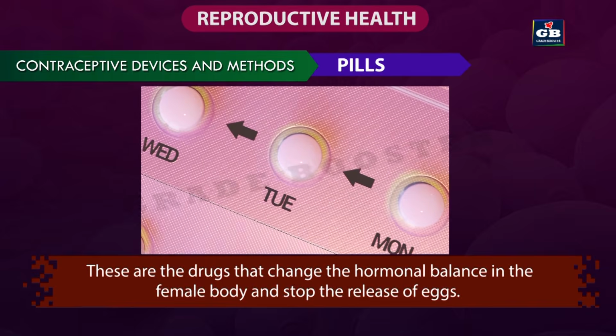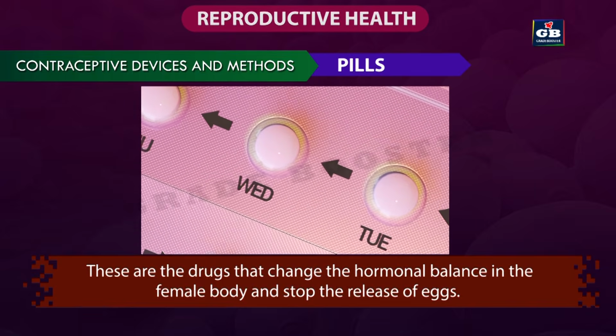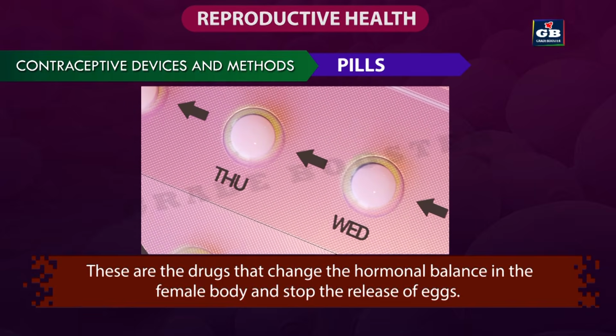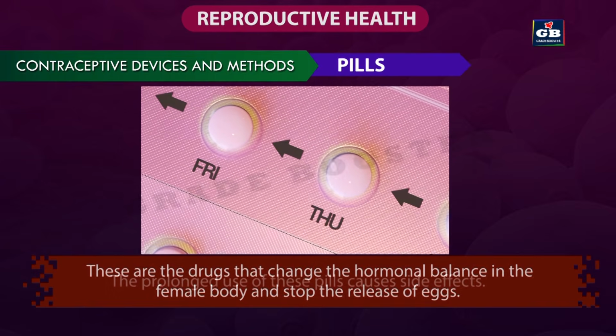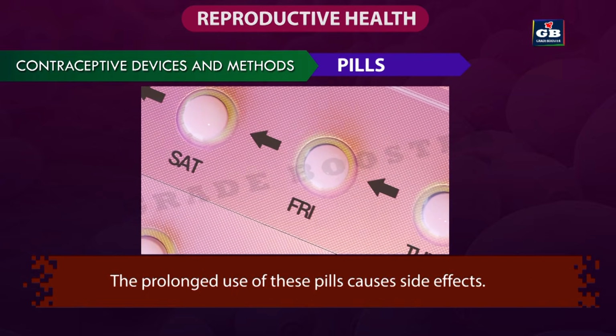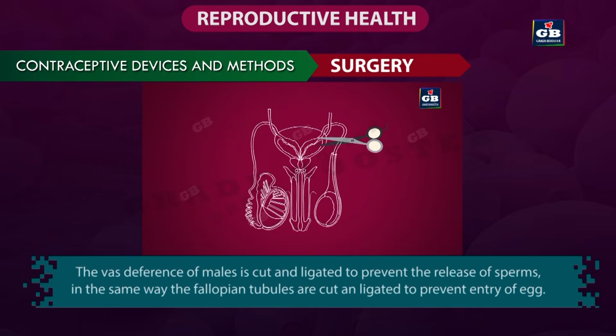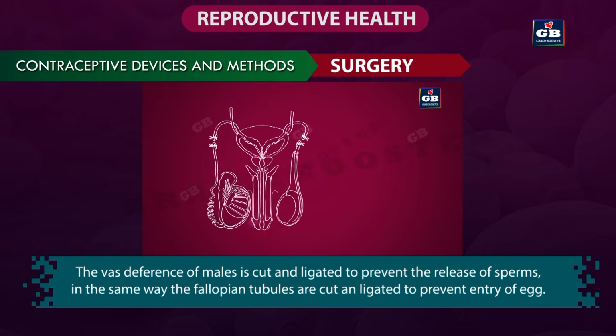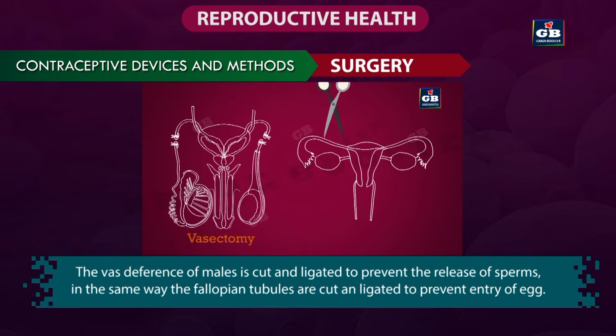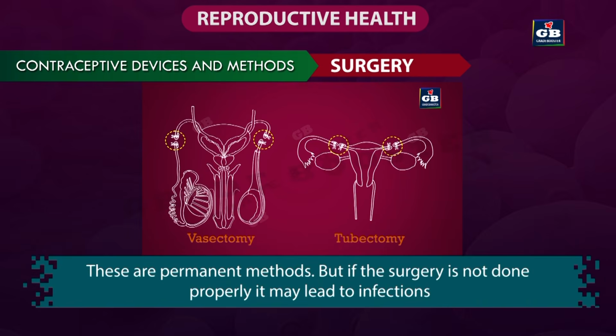Next, contraceptive pills. These are drugs that change the hormonal balance in the female body and stop the release of eggs. The prolonged use of these pills can cause side effects. Next, surgical methods. The vas deferens of males is cut and ligated to prevent the release of sperms. In the same way, the fallopian tubules of females are cut and ligated to prevent entry of eggs. These are permanent methods. But if the surgery is not done properly, it may lead to infections.